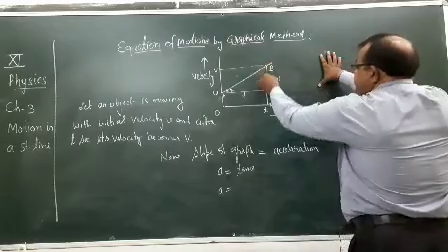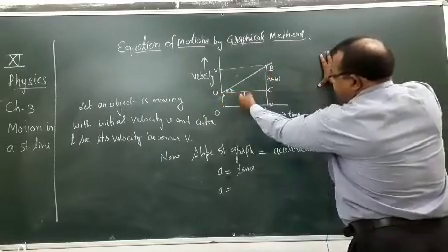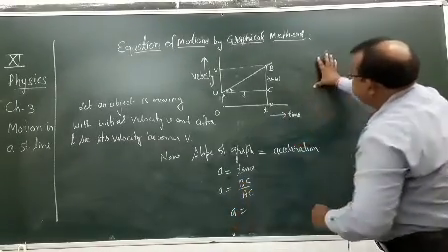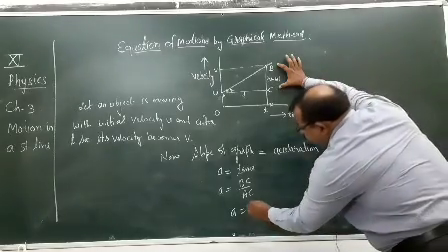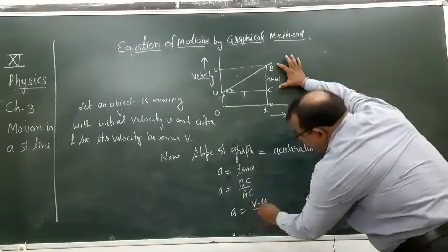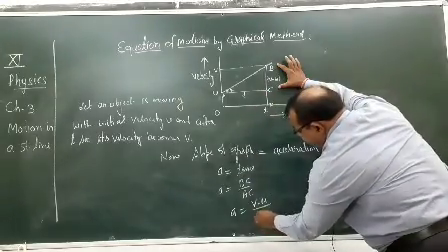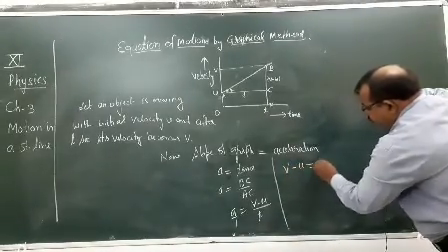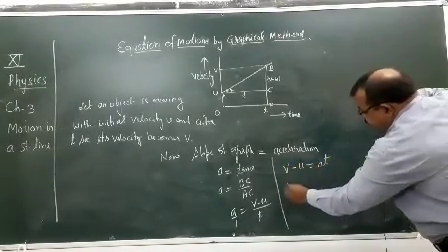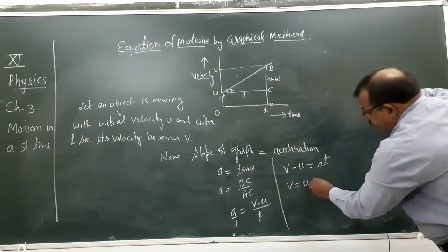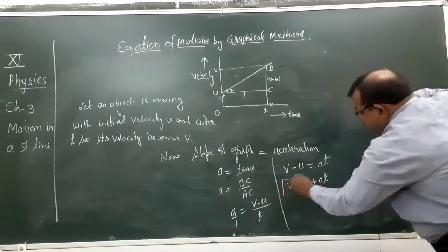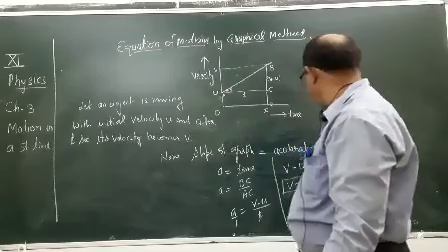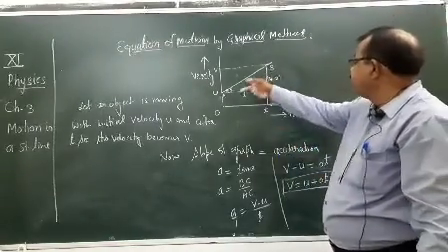And tan theta is BC upon AC, perpendicular upon base. So a equals to, what is BC? BC is v minus u. And AC, it is t. On cross multiply, this gives v minus u equals to at. On transfer u this side, v equals to u plus at. This is the first equation of motion, v is equals to u plus at. We have found this equation by this graph.